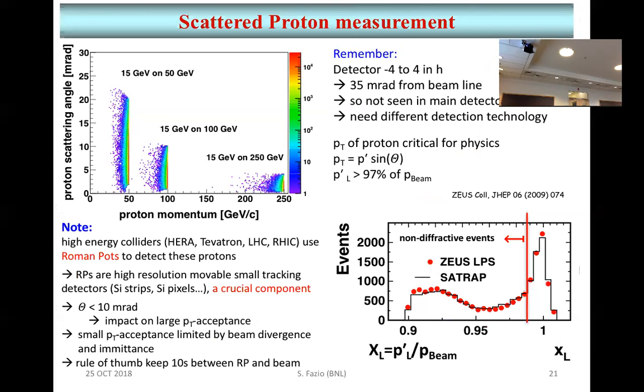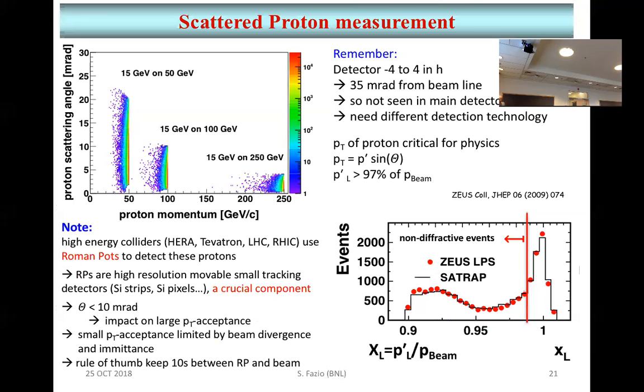So Salvatore, I agree with you, we need Roman pots. I'm always worried that people just portray it like this, because in reality, on one side of your slide you have 35 milliradian, and on the other side it's less than 10 milliradian. So we don't only need Roman pots, we also need detectors beyond the Roman pots to cover this whole thing, if you want.